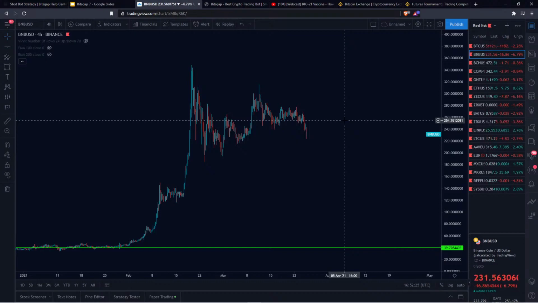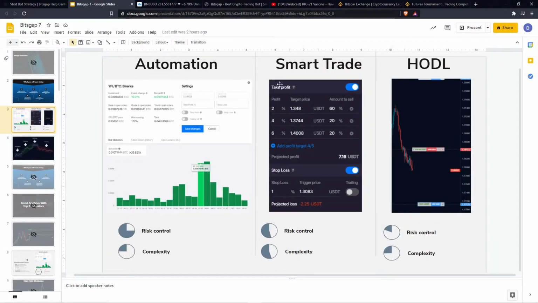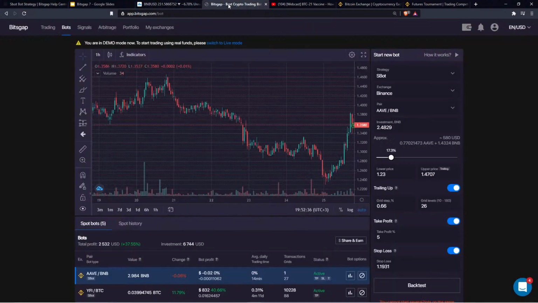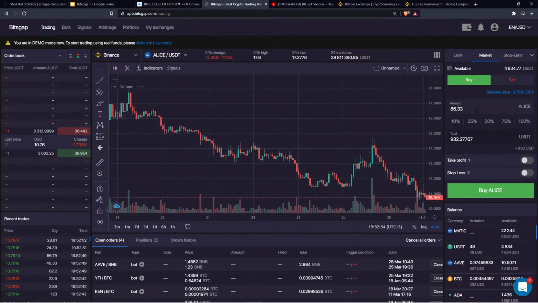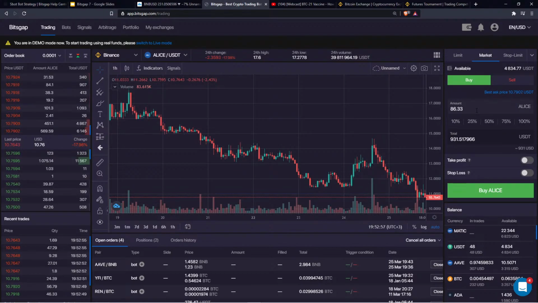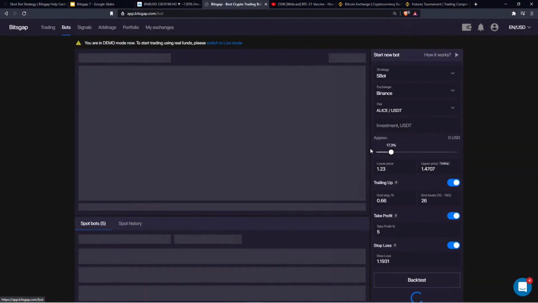And that's why the ultimate solution would be to mix these strategies. So you can mix HODL and automation and smart trade. So the thing is, let's say you have $1,000. You decided that you want to allocate 20% of this $1,000, and that's going to be 200 in this case, to Bitcoin. So you go to trading, and let's say you go to market and you buy Bitcoins worth $200. So this is going to be your HODL allocation. That's 20% of your balance.